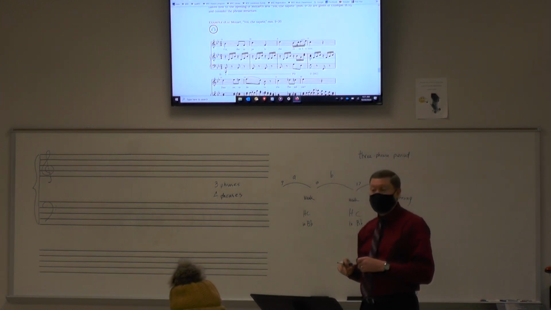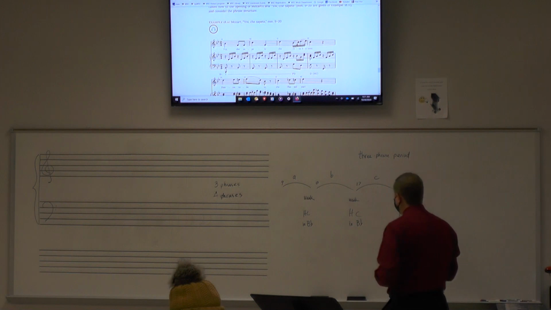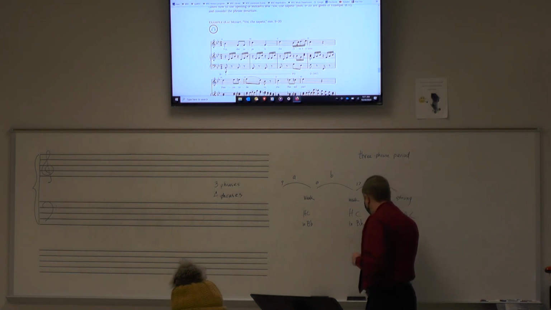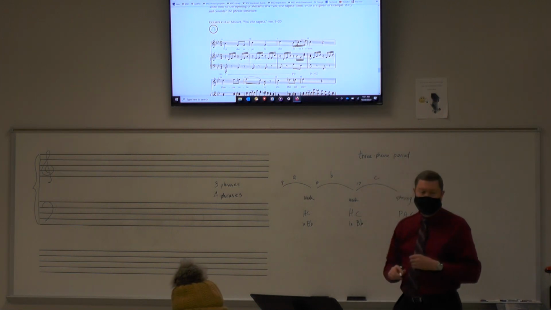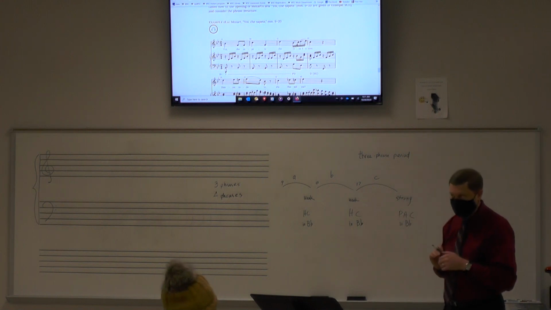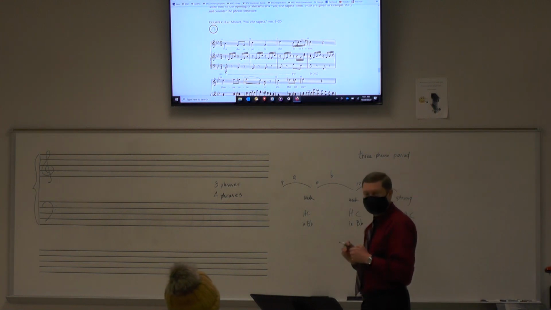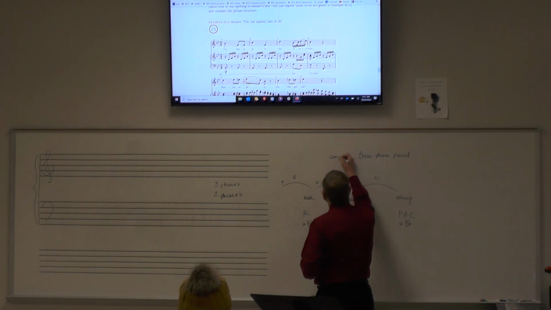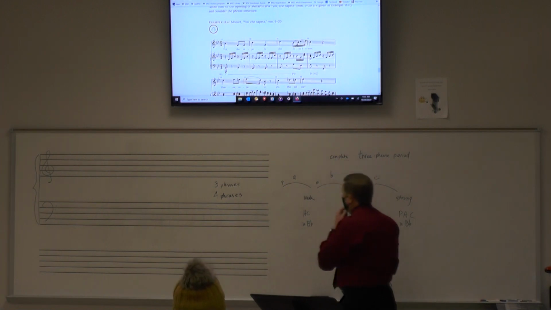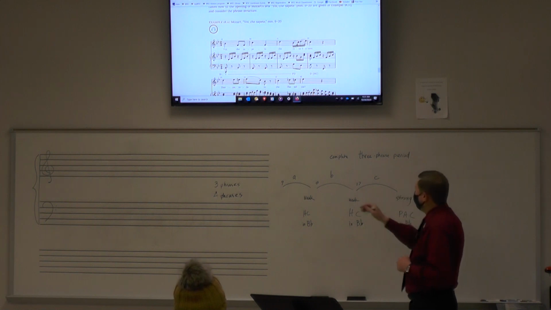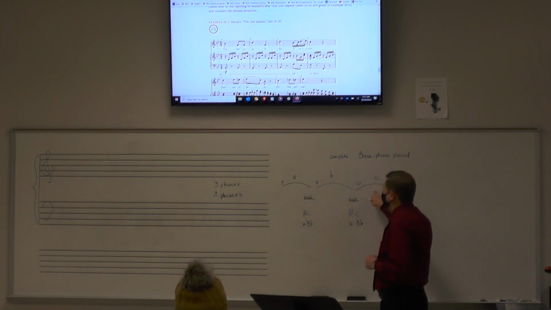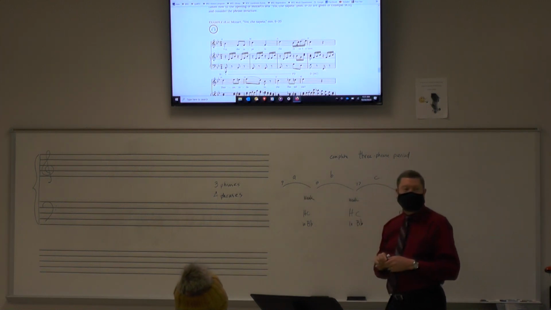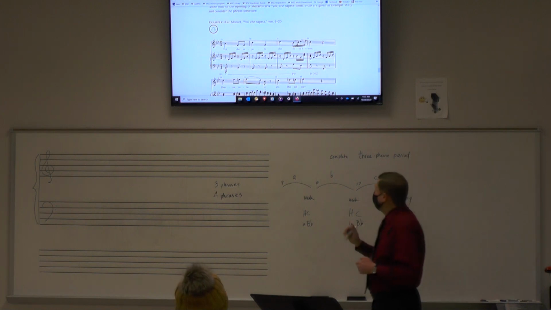In terms of harmonic content, this should be pretty easy to describe. Since the period does not change key or modulate, what type of period would you call it? Complete. That's right, complete. And based on these labels here, would you say it's parallel or contrasting? Yeah, I would say it's contrasting.